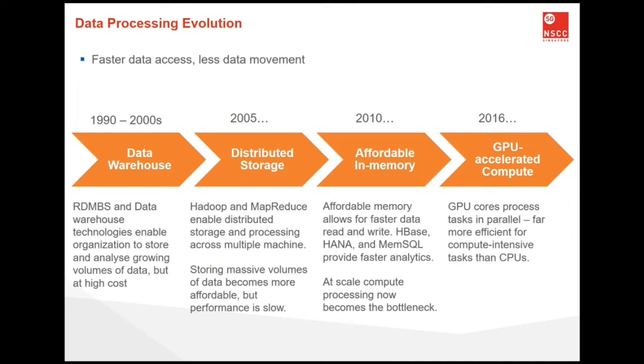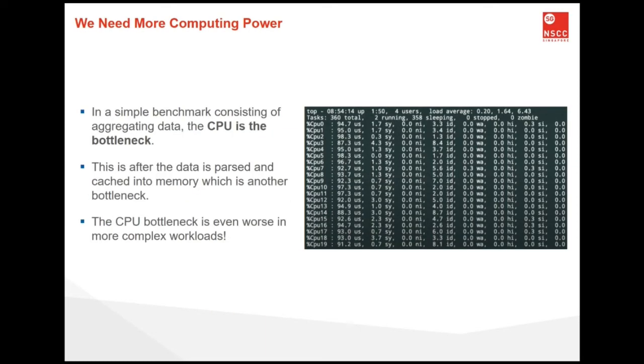And recently, from the year 2016, the GPU accelerated computing concept emerged. GPU cores process tasks in parallel, which is far more efficient for compute intensive tasks than CPUs. So generally speaking, the trend is we have faster data access and less data movement. However, we still need more computing power.